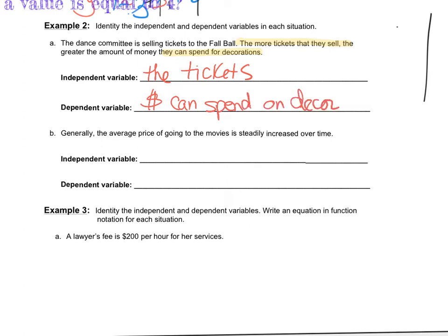What about the next, letter B? Generally, the average price of going to the movies is steadily increasing over time. Okay, no, it's the movie. We know that the price depends on the amount of time that passes, because the more time that passes, the more money we have to pay for it.